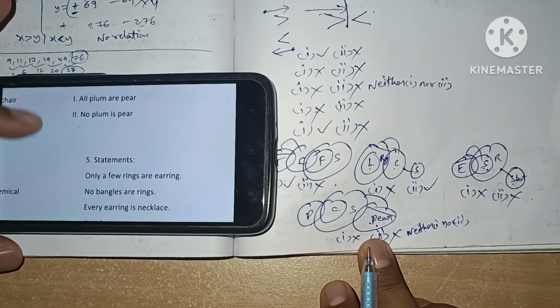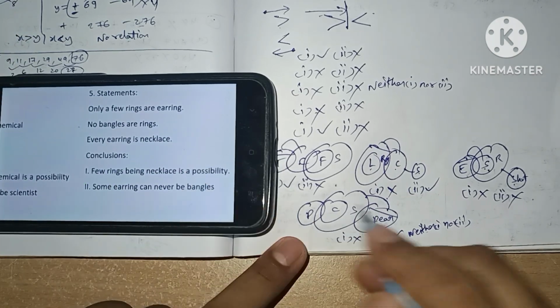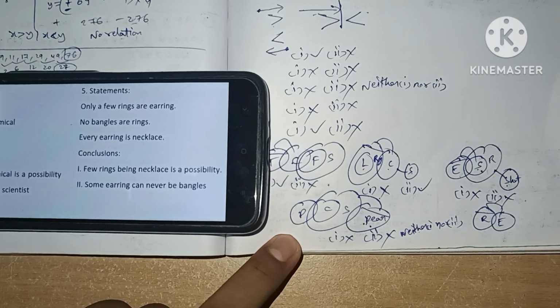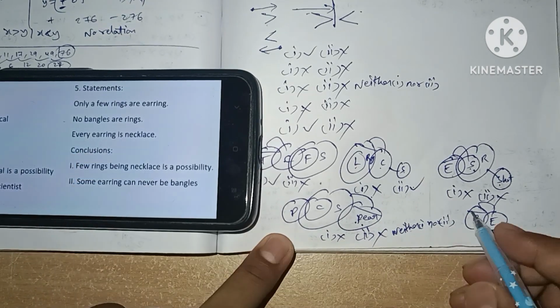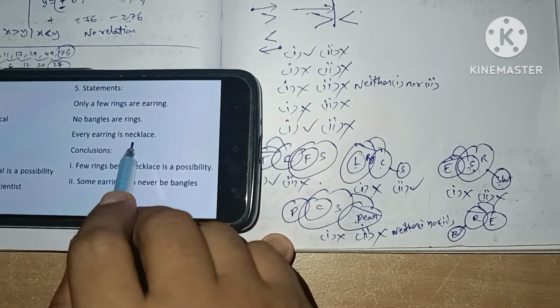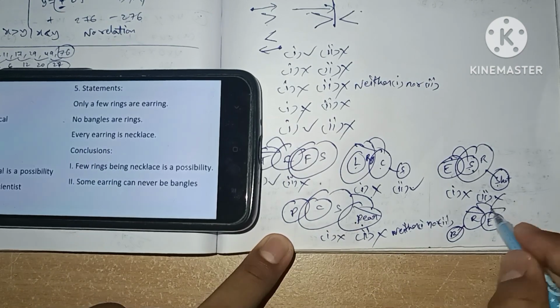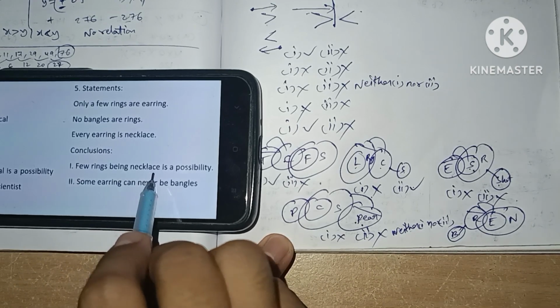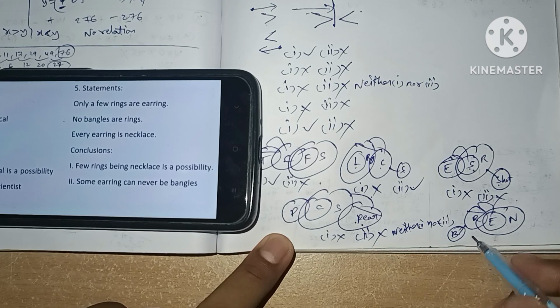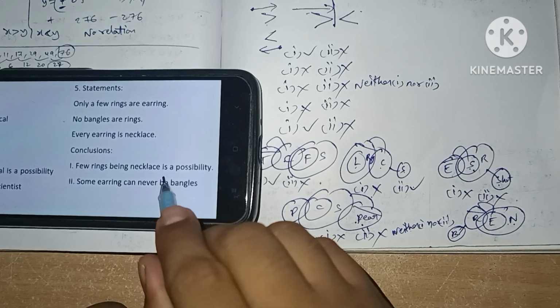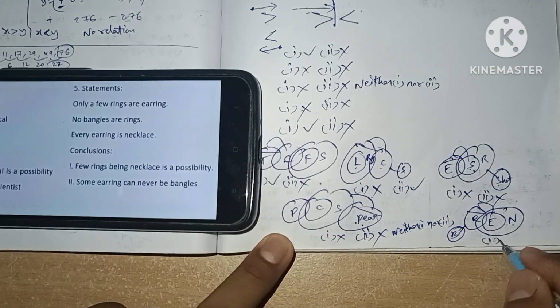Let's see the fifth question. Only a few rings are earrings. Next, no bangle is ring. Every earring is necklace, which means all earring is a necklace. Let's see the conclusions. Few rings being necklace is a possibility. Some rings being necklace is a possibility, but it is already sharing some part with necklace. So saying possibility means false.